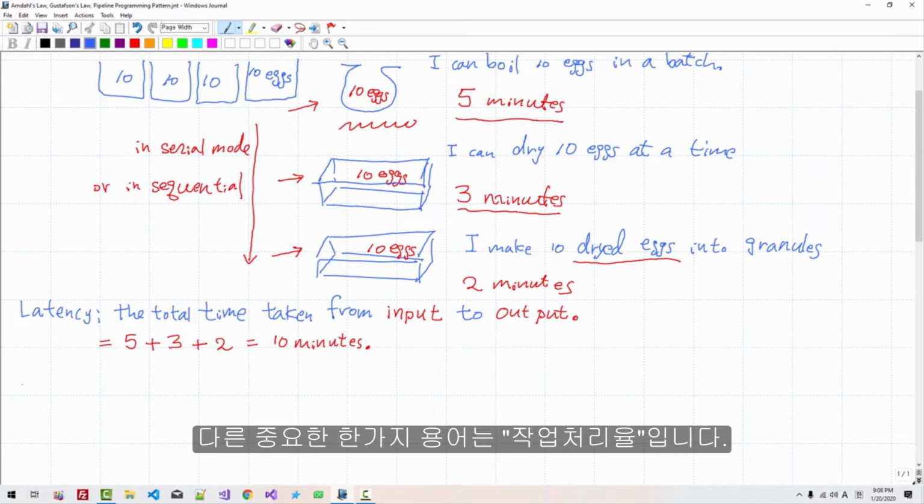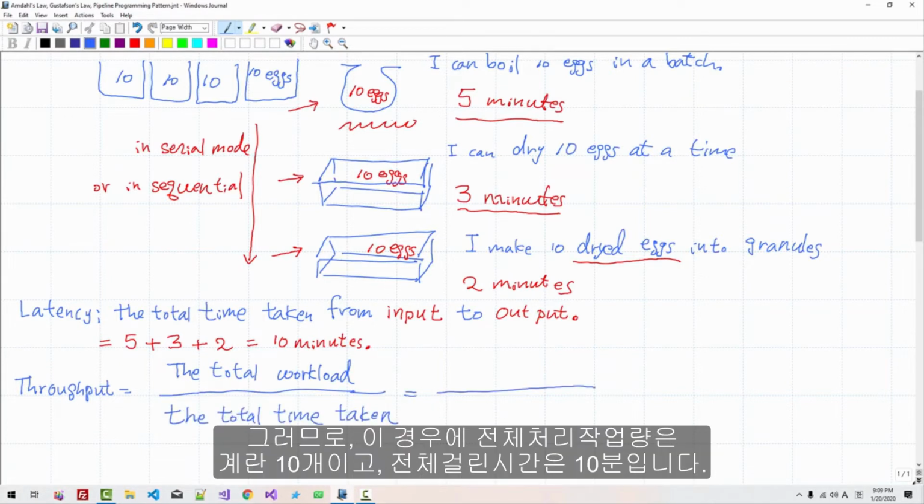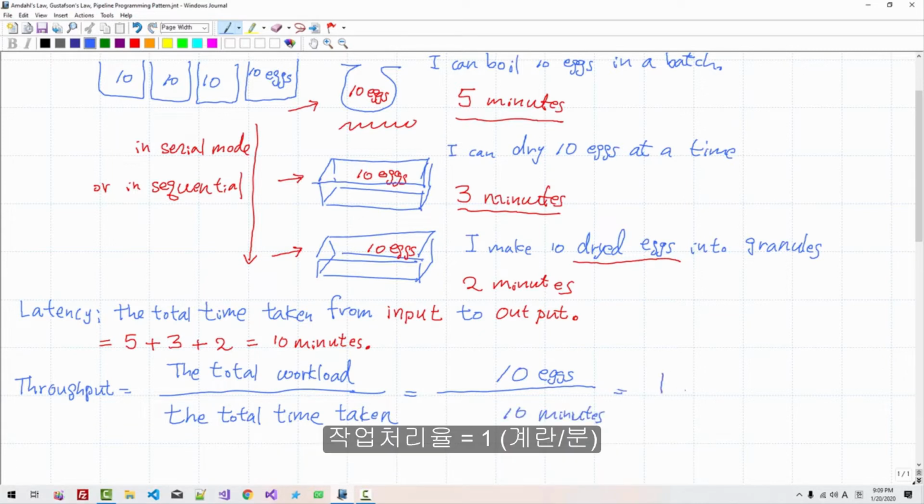Another very important term is throughput. Throughput is defined to be the total workload over the total time taken. So in this case, the total workload is 10 eggs. The total time taken is 10 minutes. So 1 egg per minute.